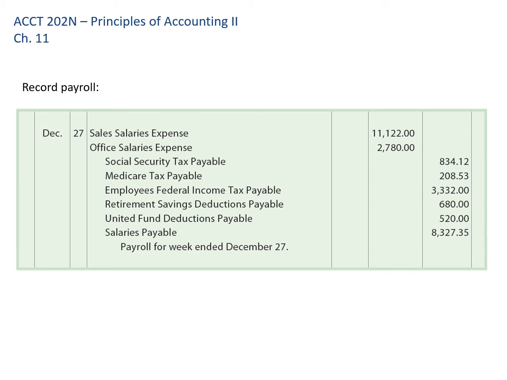We'll credit the deductions that are made from the employee's paycheck. So all 5 of those payables there, Social Security, Medicare, Employee Federal Income Tax, Retirement, United Fund, those are all amounts that are deducted from the employee's paycheck. So that leaves us with salary payable. In that case, that would be the sum of the amounts on the paychecks that are being handed out to employees or direct deposited for employees.